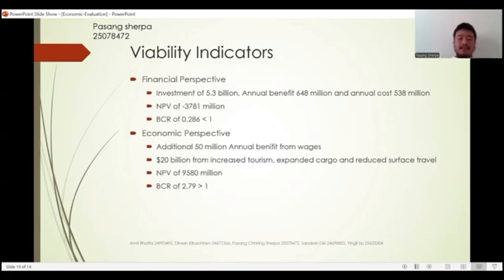So in terms of financial perspective, our net present value is negative, and the benefit to cost ratio is 0.286, which is less than 1, which indicates that our project is not financially viable. In terms of economic viability, our net present value is positive, and our benefit to cost ratio is more than 1, which is 2.79, which shows strong economic viability.